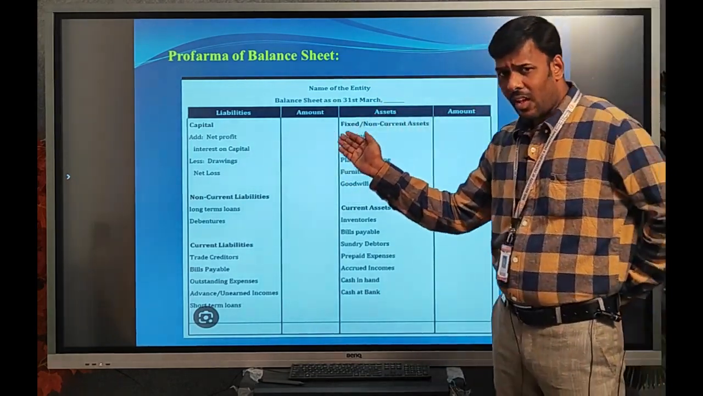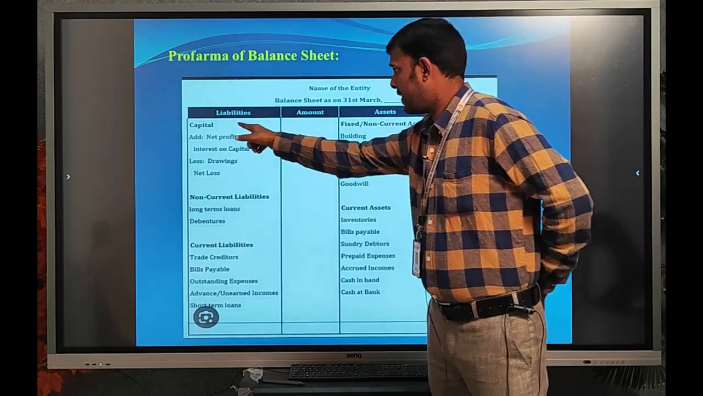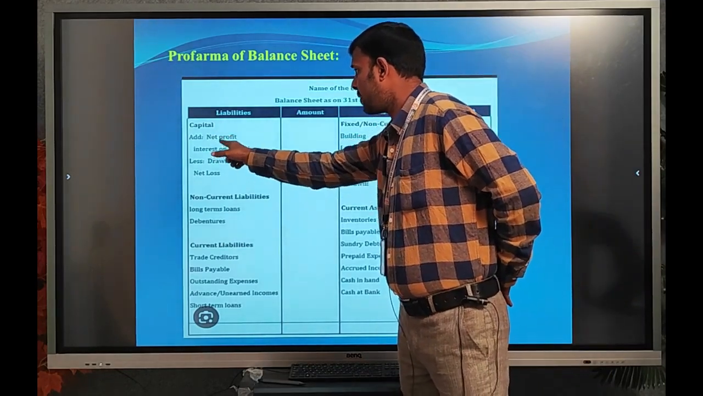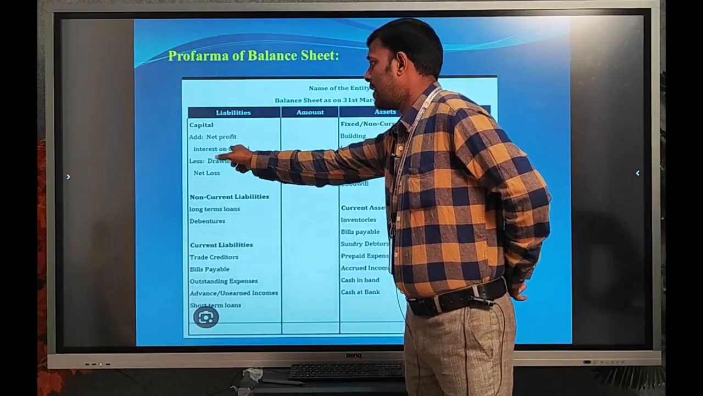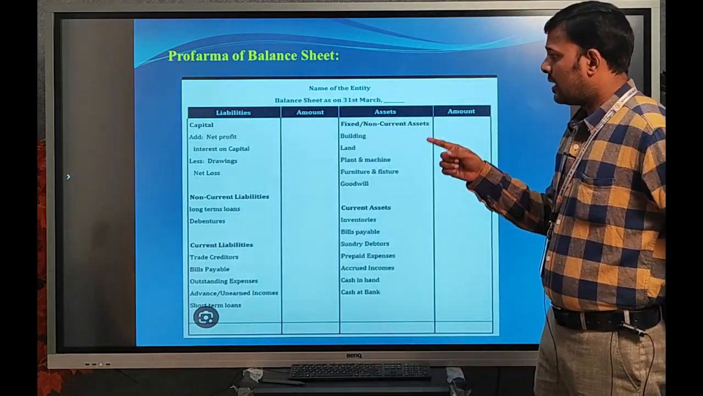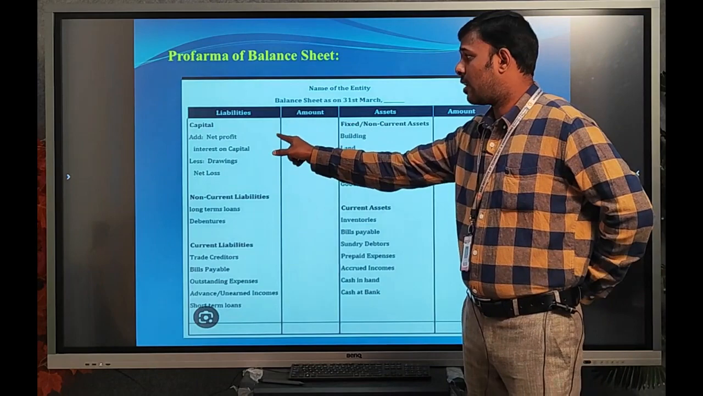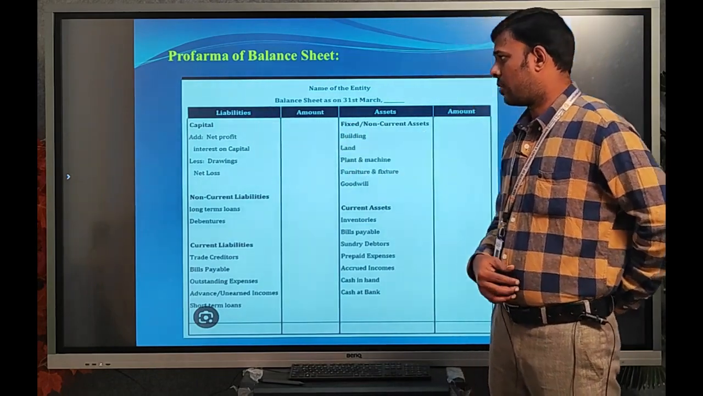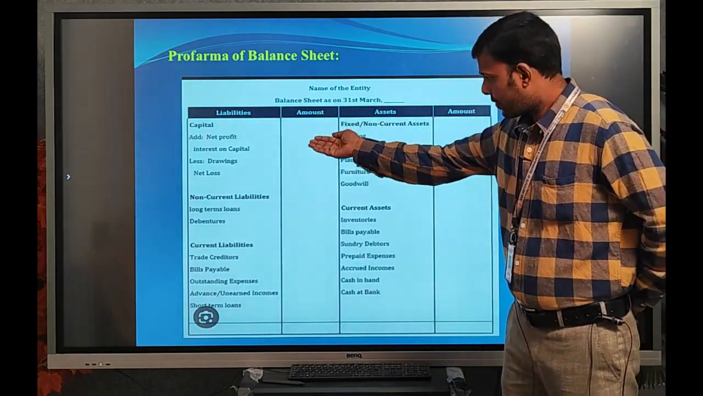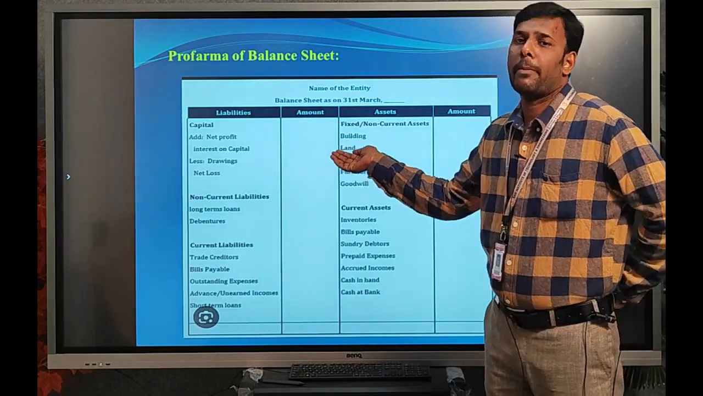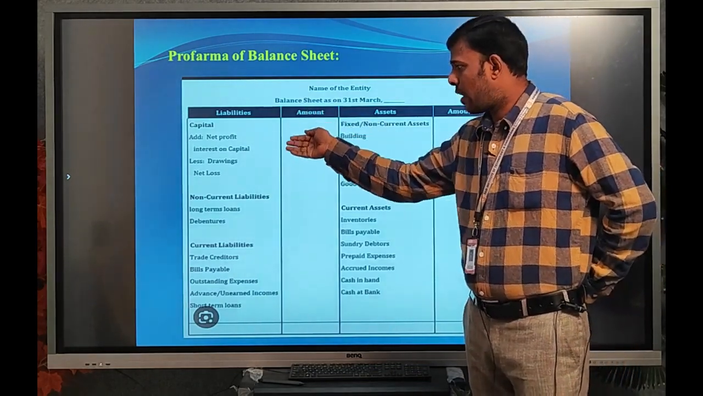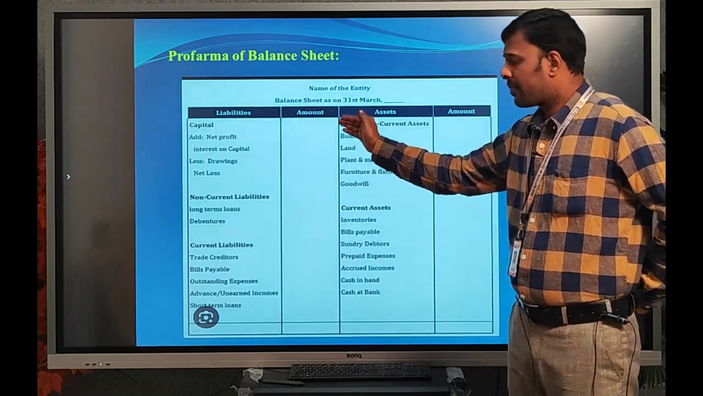And as we have discussed, if it is net profit, we need to add the net profit to the capital balance. If it is net loss, we need to deduct the net loss from the capital amount, and obviously the drawings amount will be there or may not be there, but if it is drawings amount, we need to deduct it from the balance.